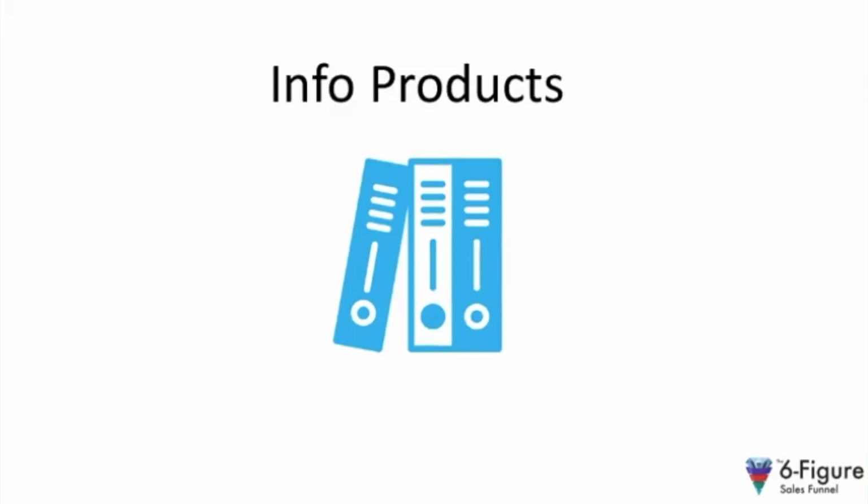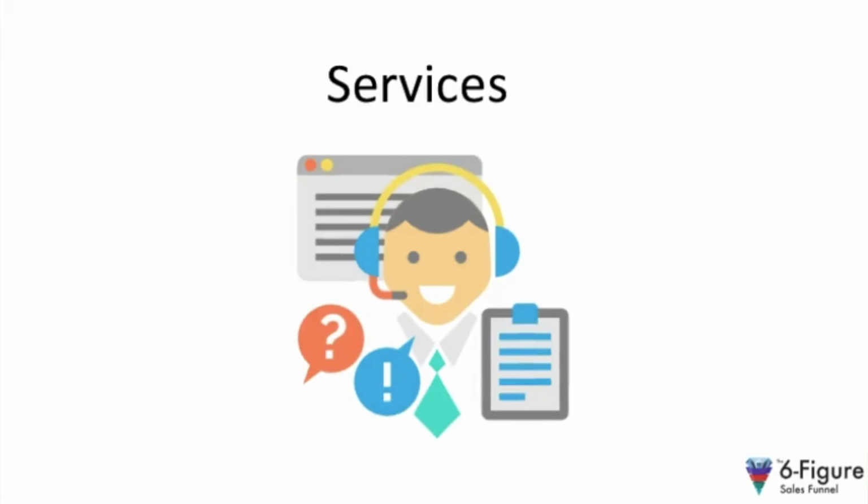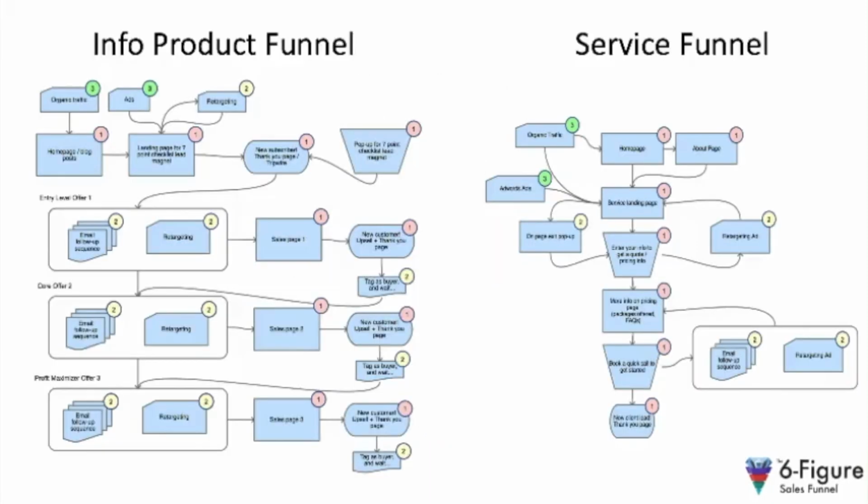Now, info products will take a bit longer to create if you're starting from scratch, and also because the starting price point will be lower. Services, on the other hand, are faster to generate revenue, but can be more difficult to scale the operations as client sales grow. And I'll talk more about scaling a little bit later in this lesson, but generally there are pros and cons to each. So here are the blueprints for both an info product business funnel and a service business funnel.